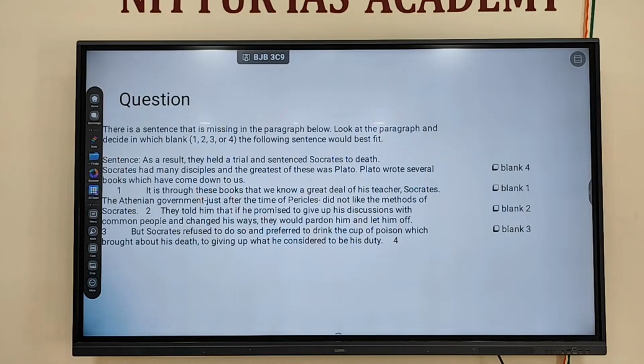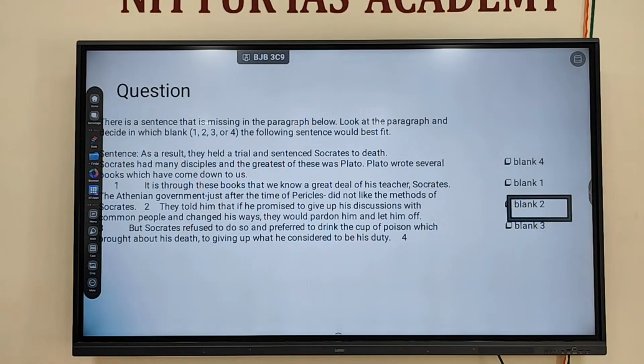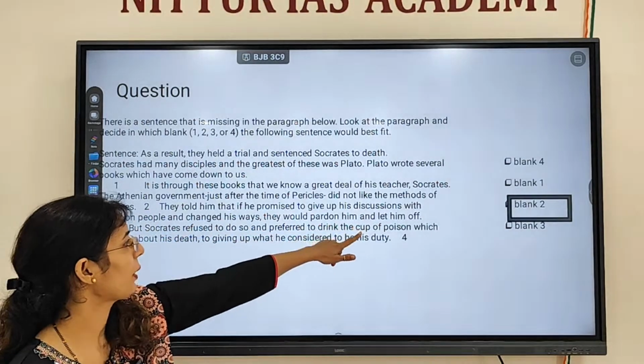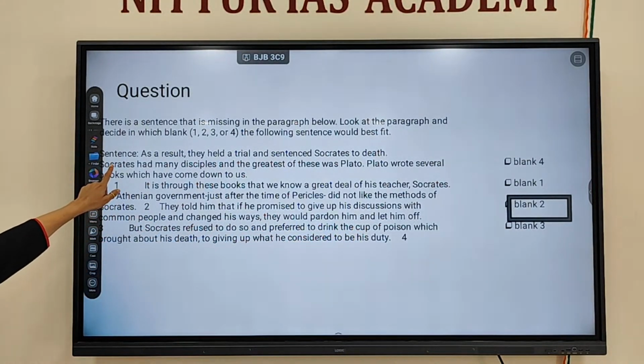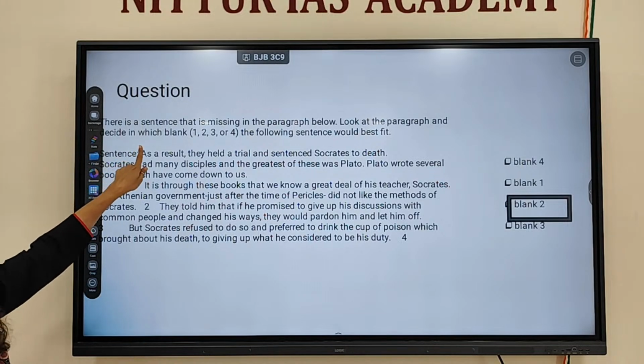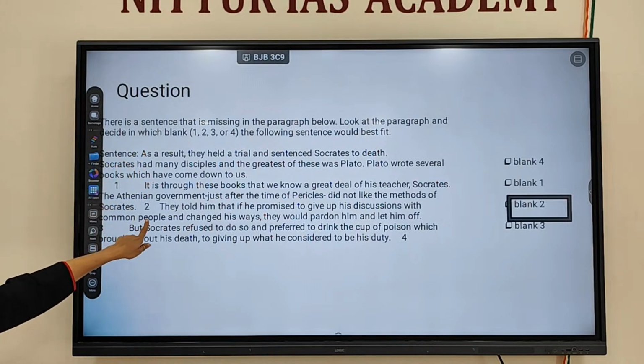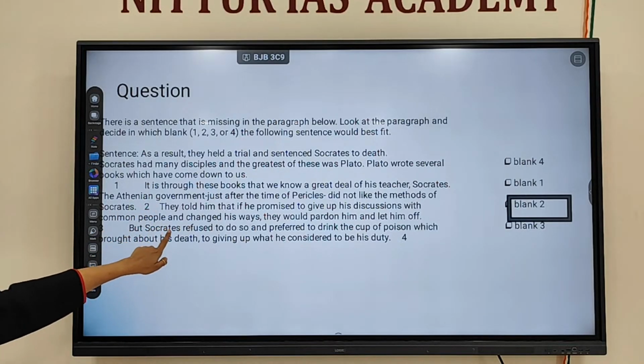So these are the 4 options, and which one fits best? Which one fits best? So we have the sentence and then we have this one. The second one. They told him if he promised to give up his discussions with the common people and changed his way, they would pardon him and let him off.